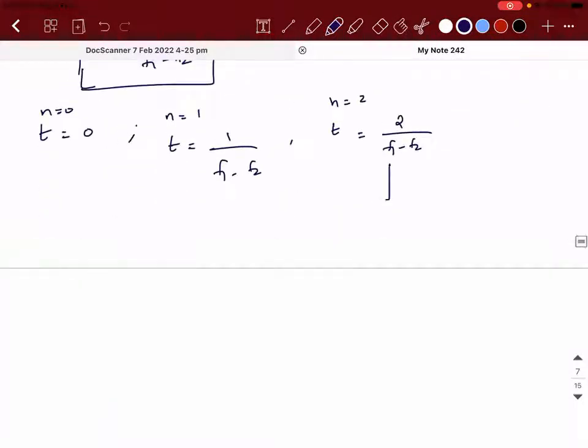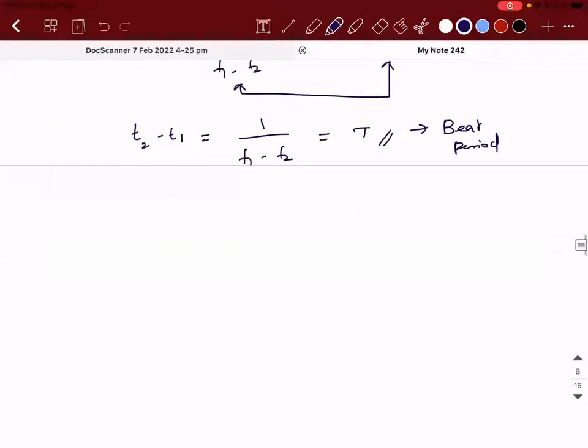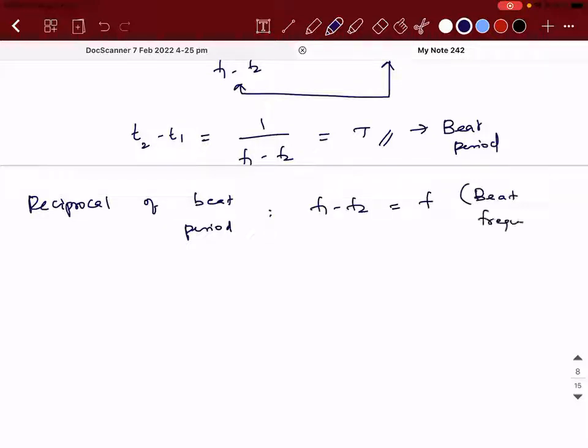Now, if I take the time difference between these two, what will you get? If I call this T1 and this T2, then T2 minus T1 is equal to 1 divided by (f1 minus f2). And this is what is called the beat period. So if I take the reciprocal of beat period, I'll get f1 minus f2, and this is what is called the beat frequency. Clear?